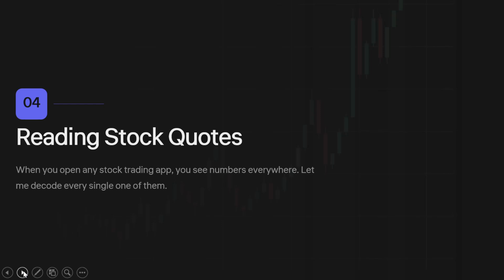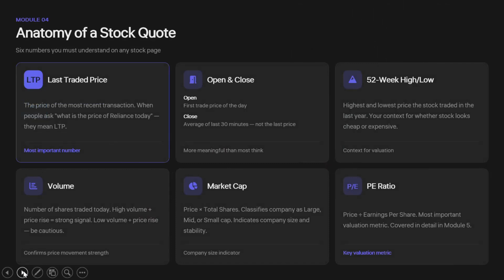Module 4 is reading stock codes. When you open any stock trading app, you see numbers everywhere. Let me decode every single one of them. Anatomy of a stock code. Look at any stock on NSE or your broker app. Here are the 6 numbers you must understand.